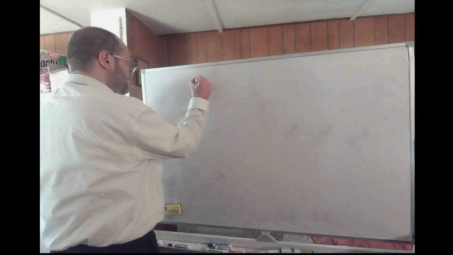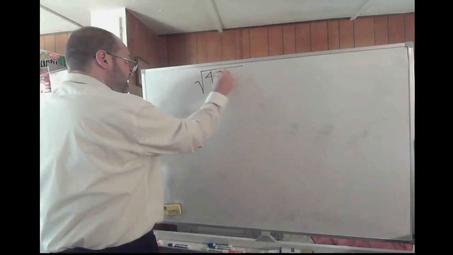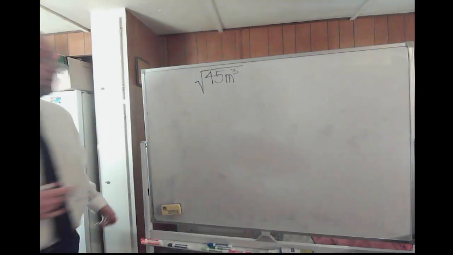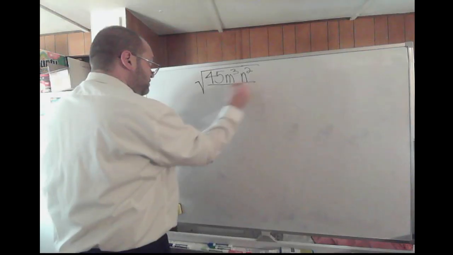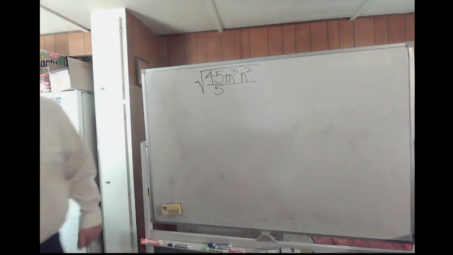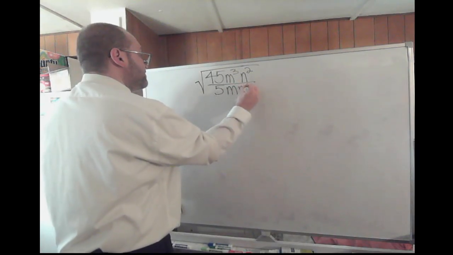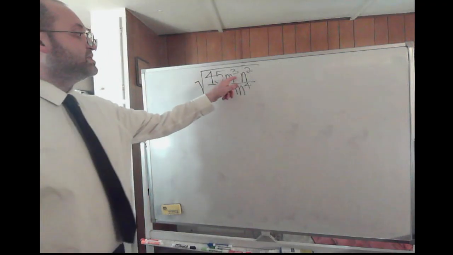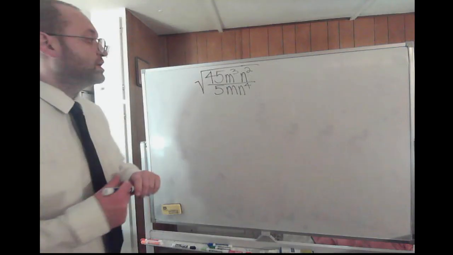This is another good one. We have the square root of 45 m to the third n to the second all over 5 m n to the fourth. So we have the square root of 45 m to the third n to the second all over 5 m n to the fourth. This is all inside the square root.